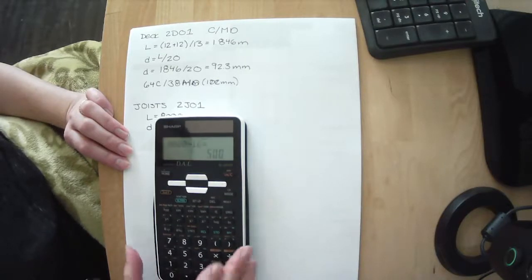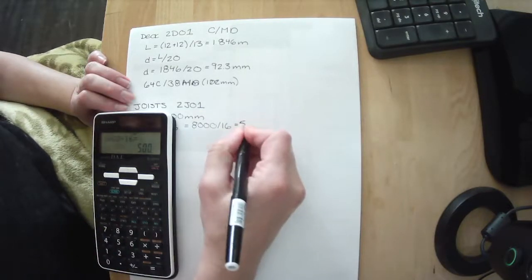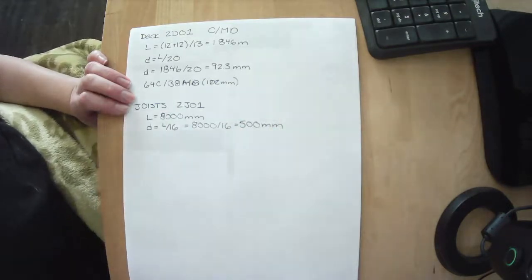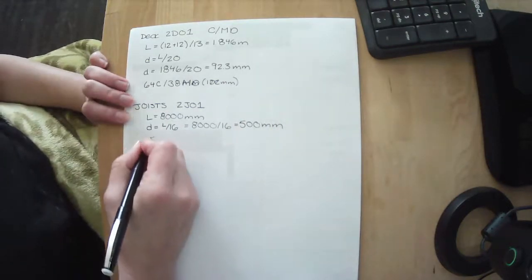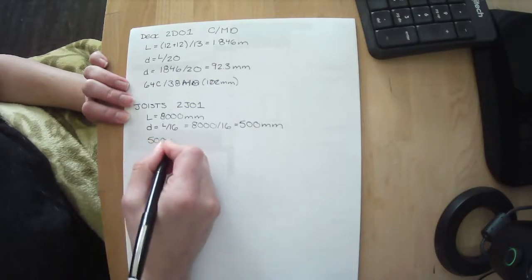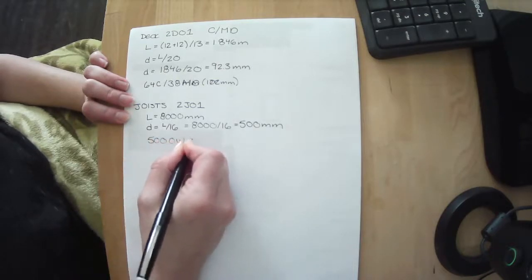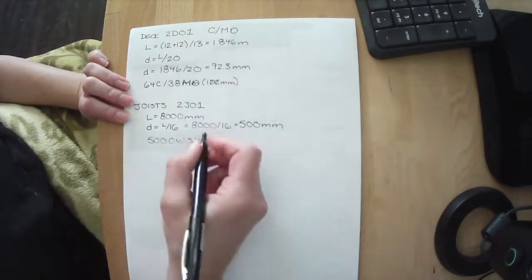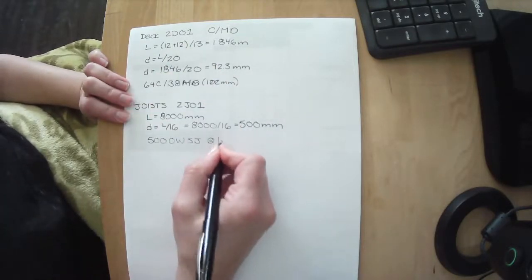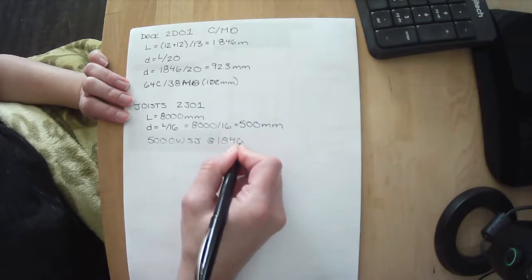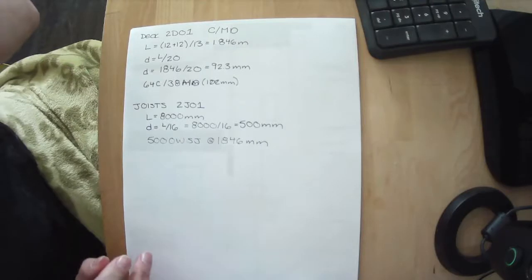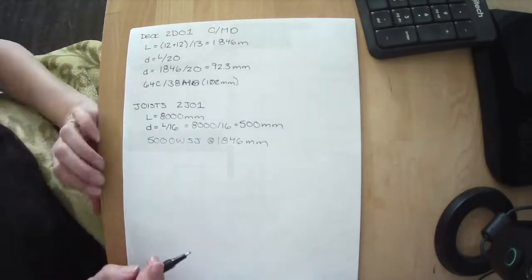1,000 divided by 16 is 500 millimeters. So it looks like a 500 open web steel joist is a really good choice. We actually know that these are at 1,846 millimeters too. We could just add that extra little bit of information if we wanted.